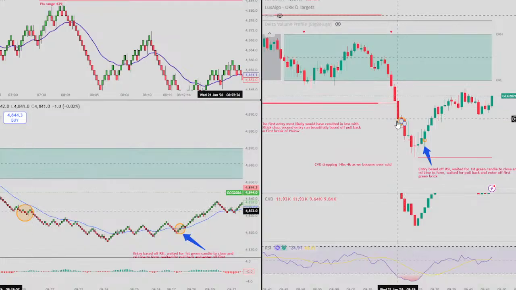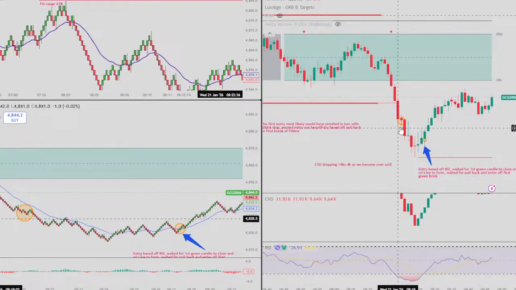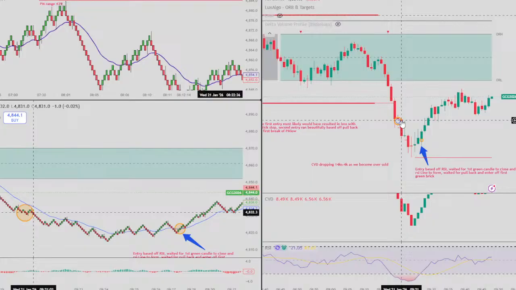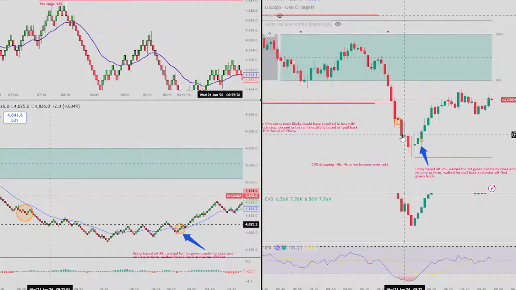Same right here. We're oversold here. So then it waits for this to form within this. It can't break it immediately. It has to form in here. And it did, so we got our first line, but then the next candle immediately broke it and closed below it. And so that's why we didn't get a signal.